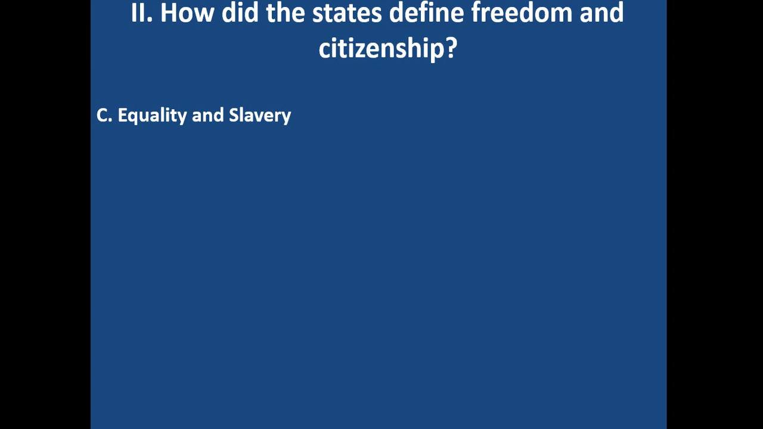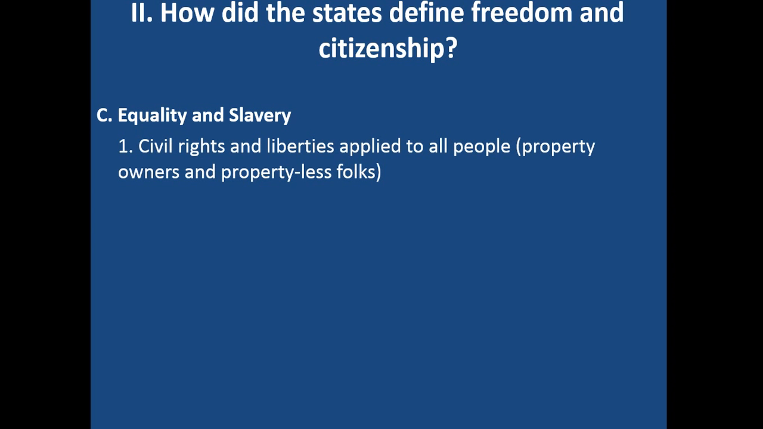Equality and slavery. Now, civil rights and liberties applied to all people, except slaves, of course. Now it says property owners and property-less folks. The whole idea was that civil rights and civil liberties and freedoms were supposed to apply to everybody. Now, of course, voting and political participation did not apply to everybody, so that's one thing to remember.